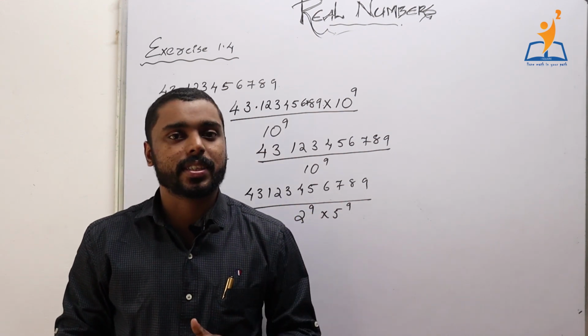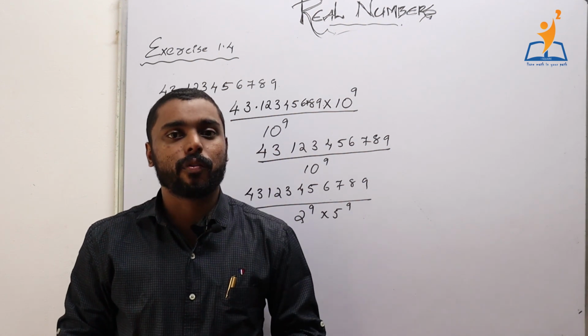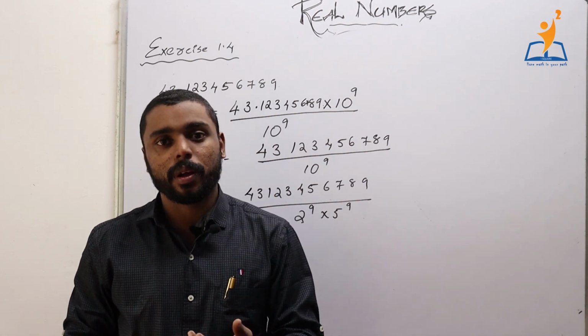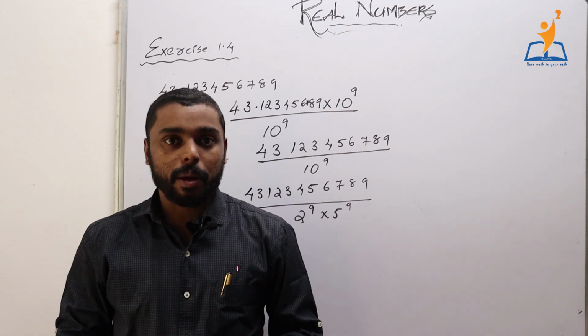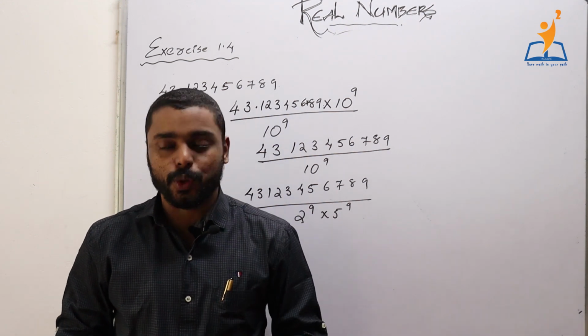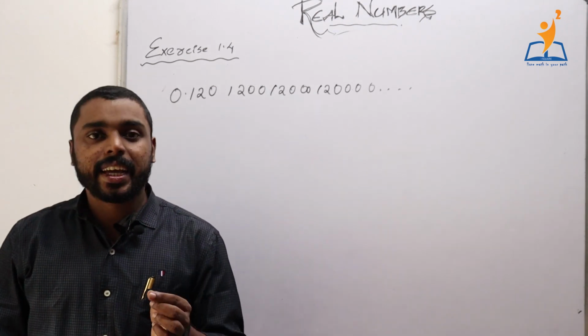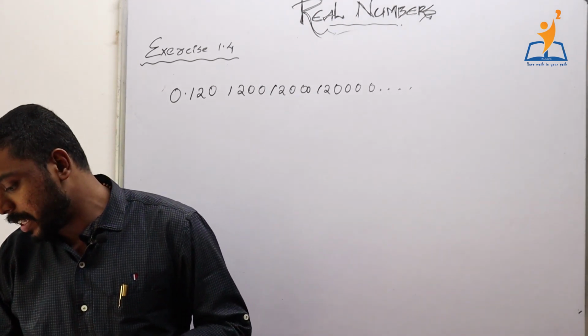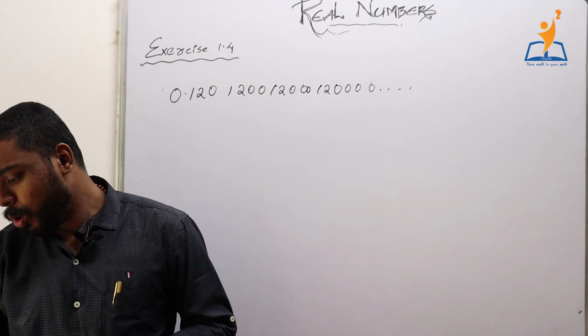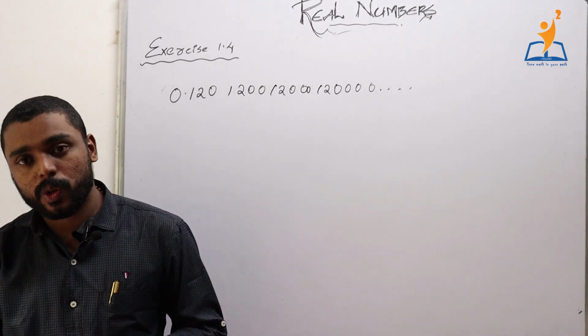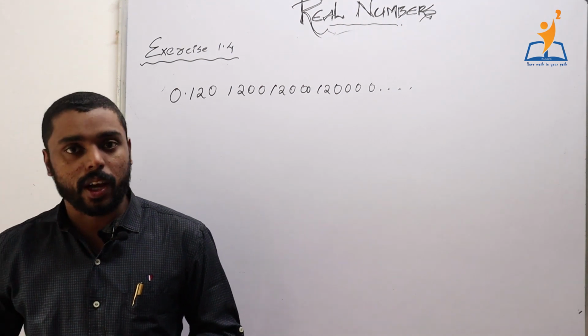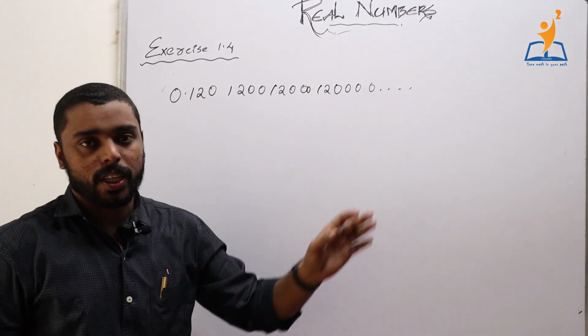Clear? Very simple example. It is good if you can work out or figure out more examples from other textbooks or guides. If you have any doubt, comment in the section. Now we shall move to the next question. The second question of example 3. 0.120, 1200, 12000, etc. This is the question.